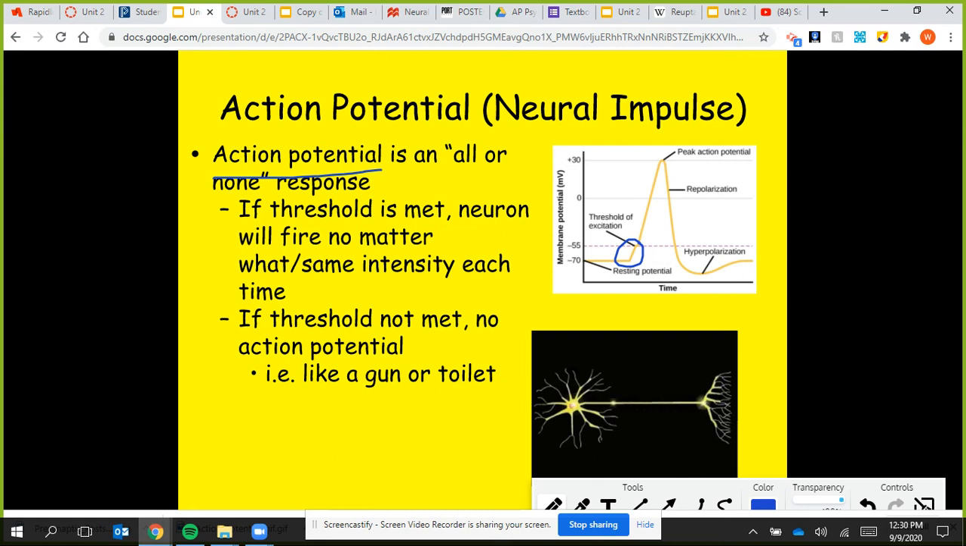So you may think that when something hurts more, like flicking your finger versus hitting your hand with a hammer, you might think that hitting your hand with a hammer hurts more because those neural impulses are stronger. It's actually not. All the neural impulses are the same intensity each time. It's just more of them when you hit your hand with a hammer. Okay, so if the threshold is met, the neuron will continue to depolarize and let the electrical current travel through it.